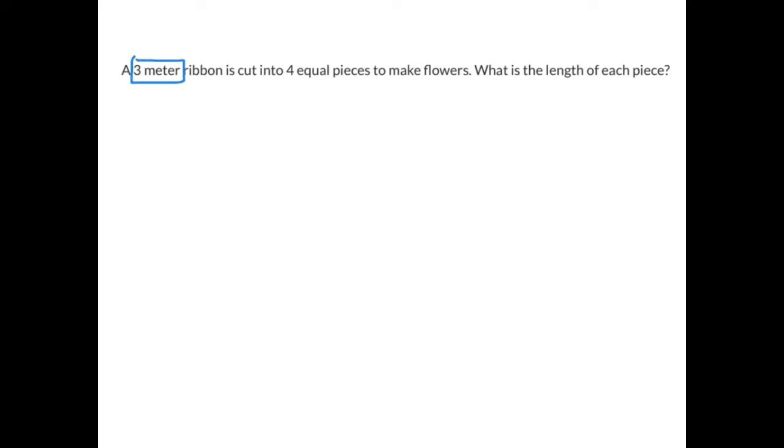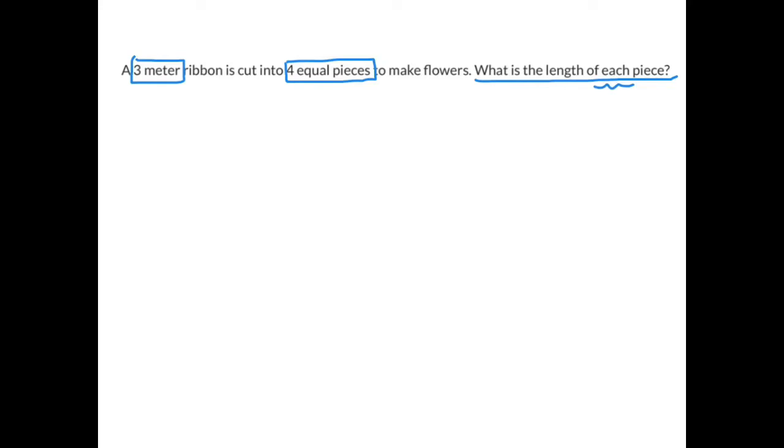I'm starting with 3 meters of ribbon. It's cut into 4 equal pieces. 4 equal pieces is really important because it's telling me what's happening to the ribbon. It's being split up into 4 equal pieces. And then I'm going to underline what is the length of each piece. Each is once again a key word because that tells me we're looking for 1 piece.